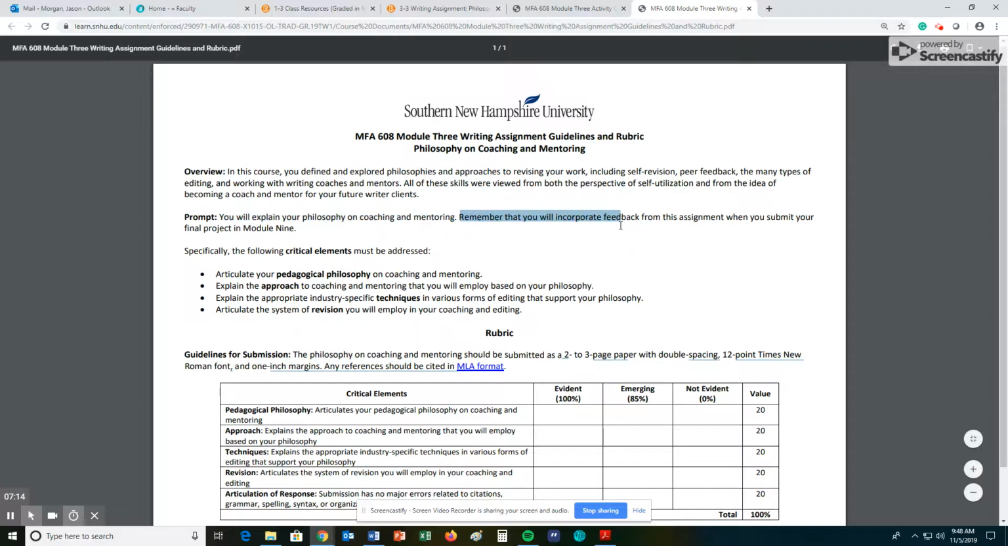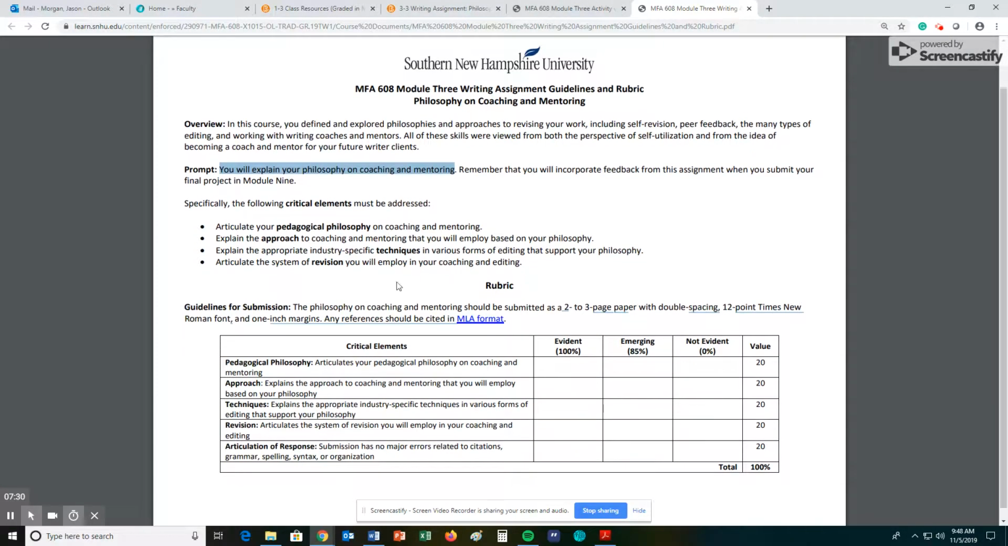Remember that you will incorporate feedback from this assignment in Module 9. Okay, that's kind of what I said. We have 3 major writing projects in this class, and all 3 of these are going to be combined. That will be part of your final project. So that's how that works. But for this prompt, you will explain your philosophy on coaching and mentoring. And how do you do that? Well, there are these particular things you need to do.